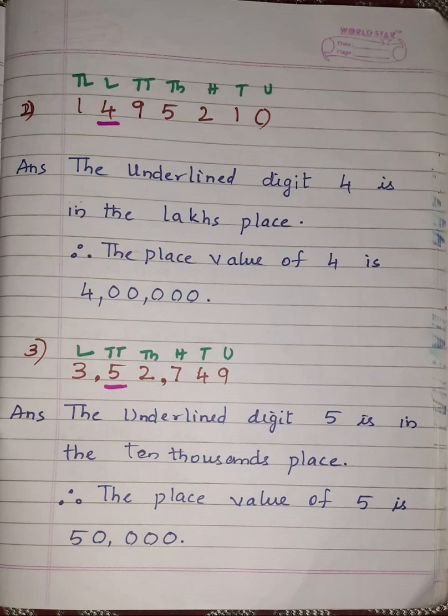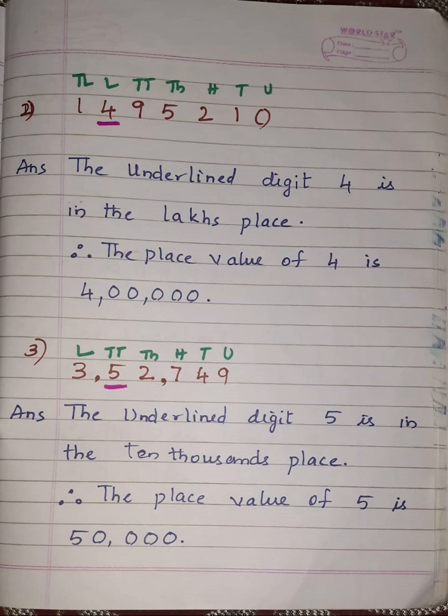Followed children? Okay, now our third sub question is the number given, children, it is 3 lakhs 52,749. Now again you can see that with the green sketch I have written on the top of each digit each digit's corresponding place value. Okay, now here the underlined digit is, children, 5.